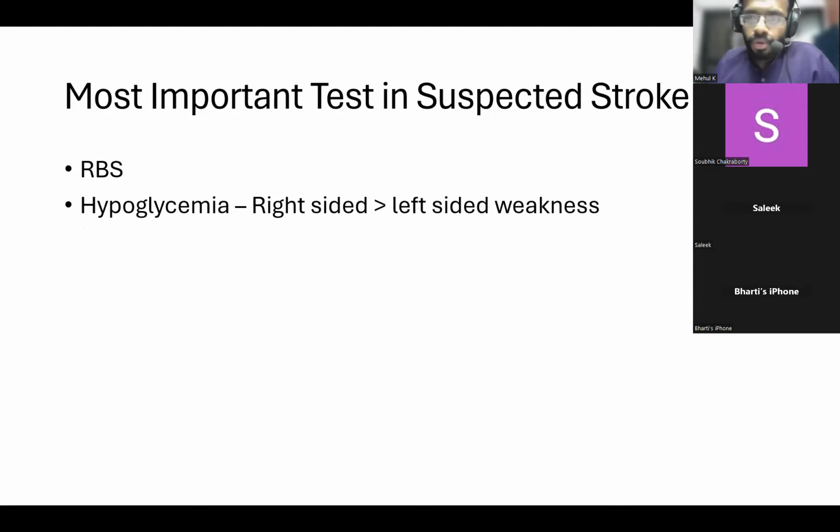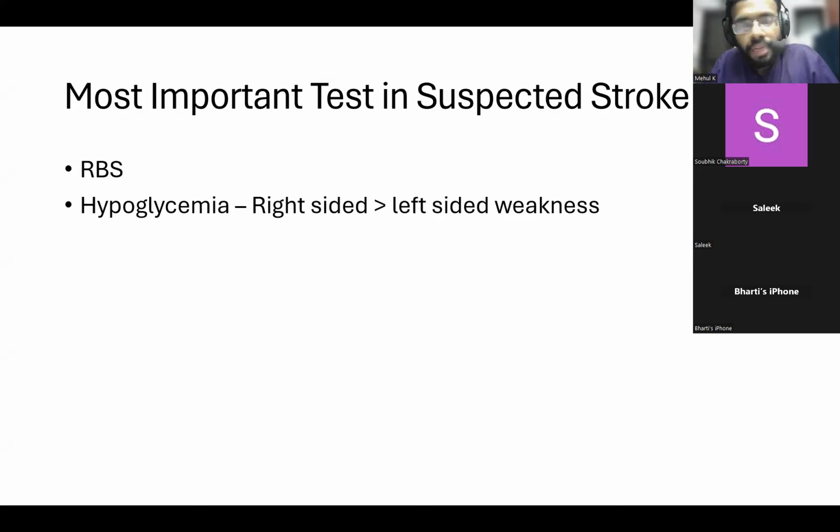Hypoglycemia can cause focal neurological deficit. More commonly, it causes right-sided weakness compared to left-sided weakness, but it can definitely cause some focal weakness, and generally it will resolve with glucose correction. So the only test that you actually need to do before sending the patient to CT is RBS. You don't need to wait for any other investigation before sending the patient to CT.